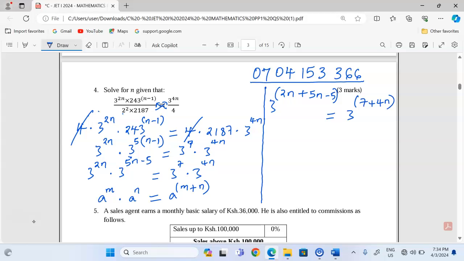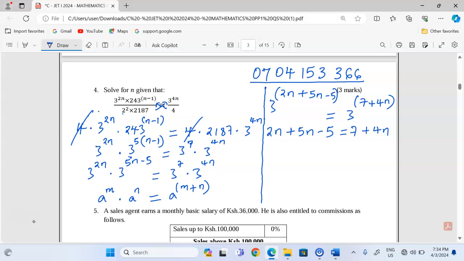And now that on both the right hand side and the left hand side the base is the same, we can simply equate the indices. Okay, we are doing away with the bases. Now we introduce the indices and we equate them. 2n plus 5n minus 5 is equivalent to 7 plus 4n.